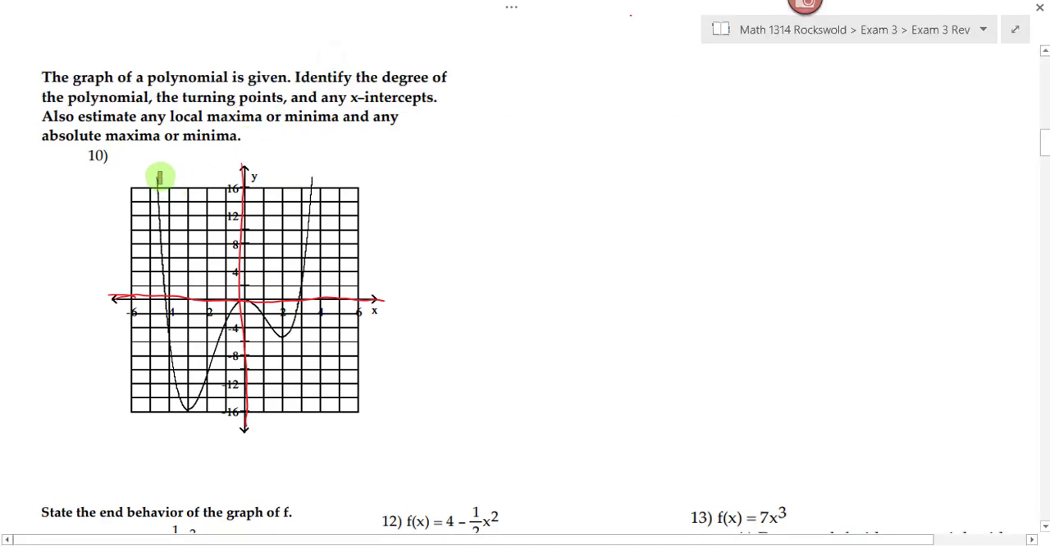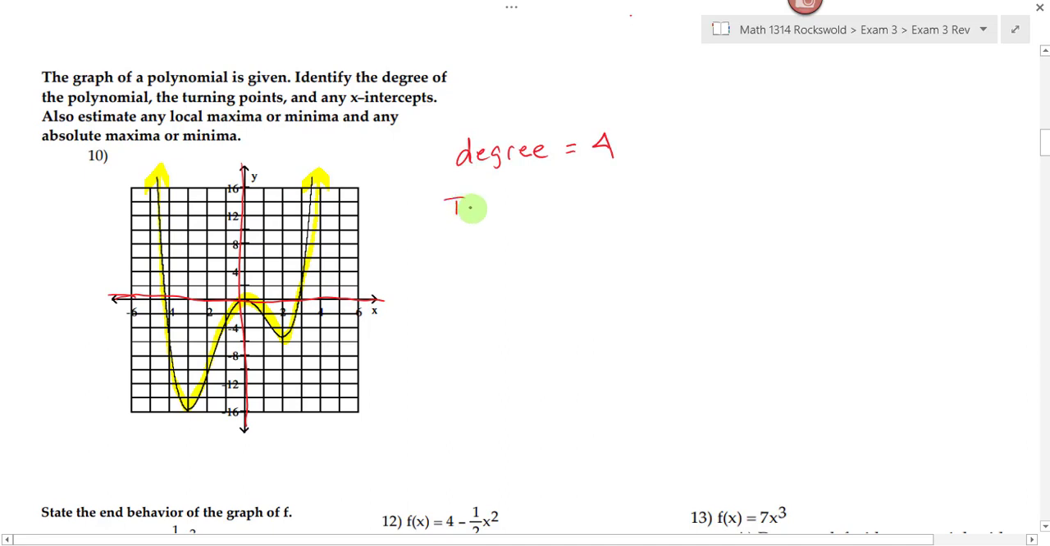What would be the degree of this polynomial? Here's our polynomial right here. We've got 1, 2, 3 turning points, and both of the ends point in the same direction. The minimum degree here has to be 4. It's 1 more than the number of turning points. Plus, because it's an even degree, that means our endpoints are going in the same direction.